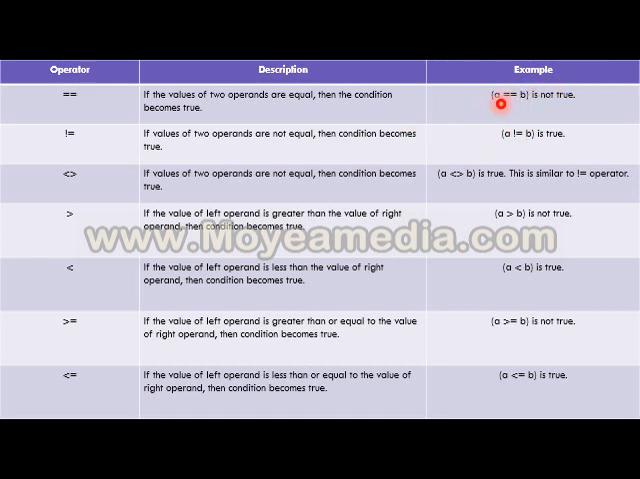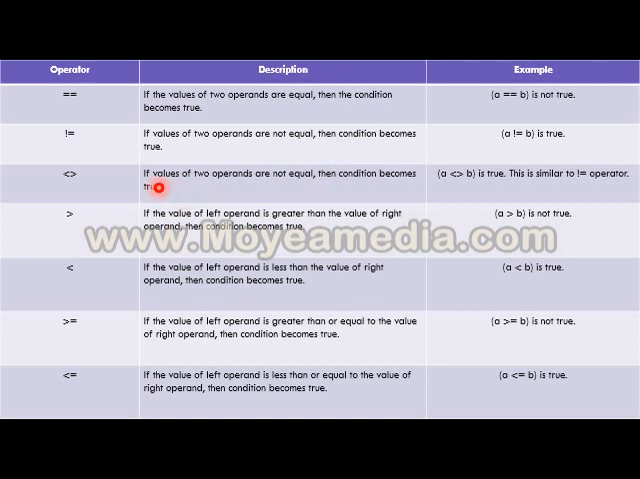As here A is assigned 10 and B is assigned 20. Now, this is the not equal operator. That is, if the values of two operands are not equal, then the condition becomes true. As we know, 10 is not equal to 20. Therefore, this will return a true value.